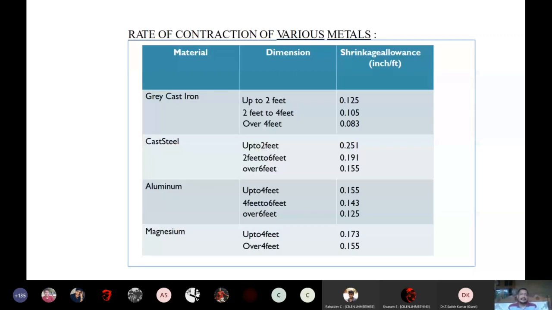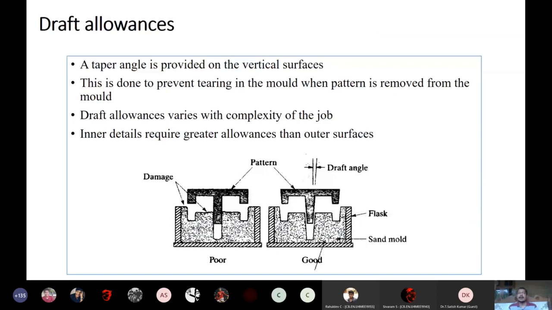The next allowance is called draft allowance. What is this draft allowance? You can see over here the shape of your pattern. Now when you are removing the pattern, hope you might have seen in the video, they will provide a tap on these edges.